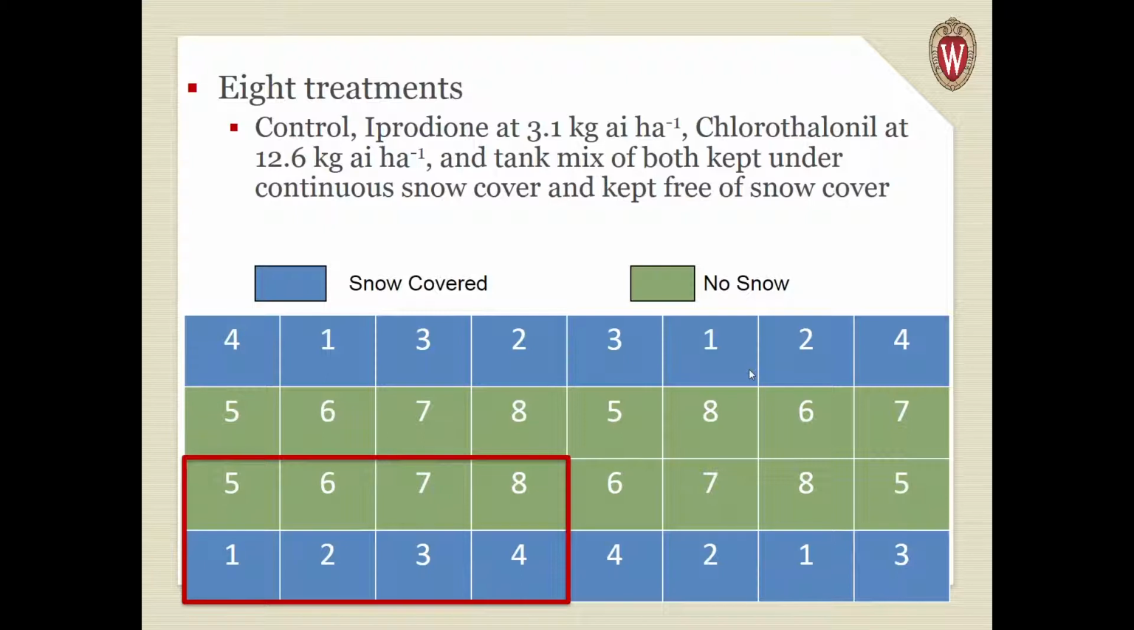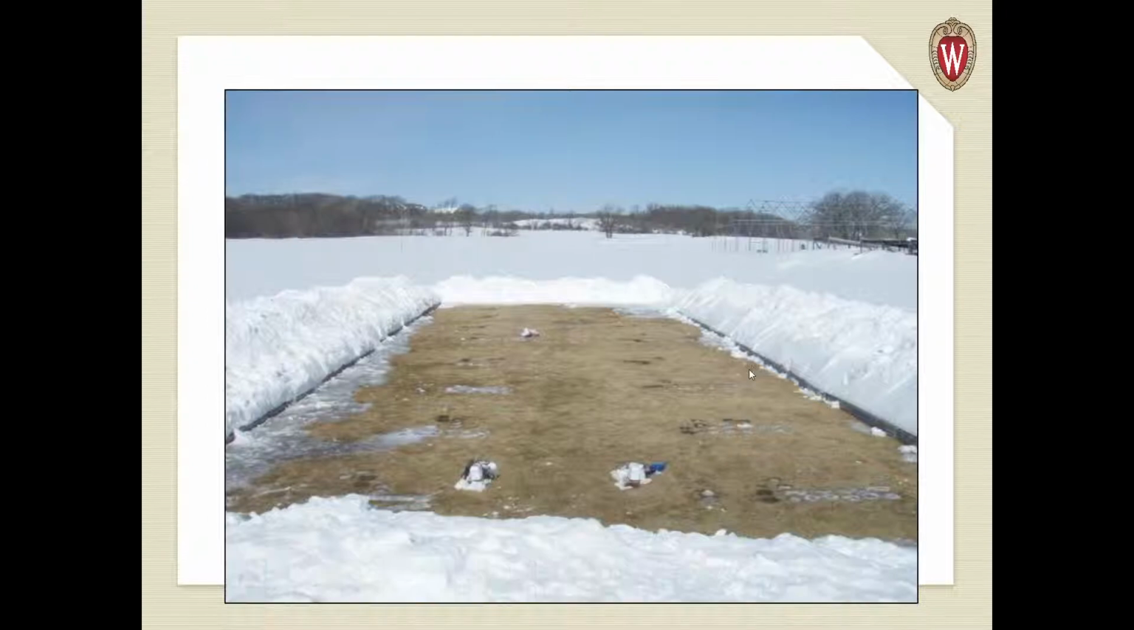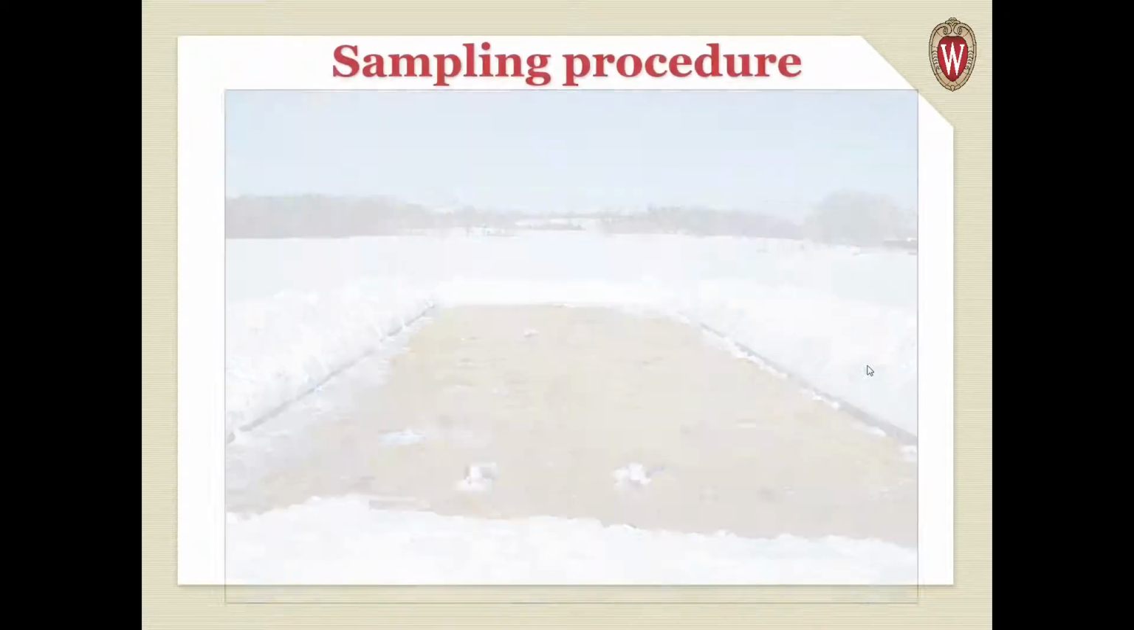But here is just kind of a cartoon of how the plot looked. We had plots kept under continuous snow cover, other plots that we continuously shoveled the snow off onto the snow-covered plots. Here is what that plot looked like in the middle of the winter. So we applied the fungicides. We would make our initial application, and then anytime it snowed, we would shovel the snow off of the non-snow plots onto the snow-covered plots.